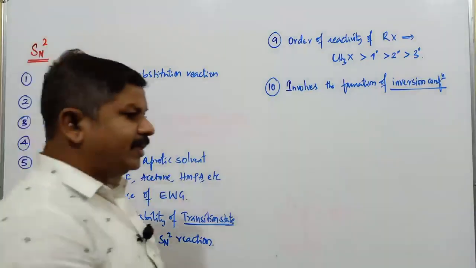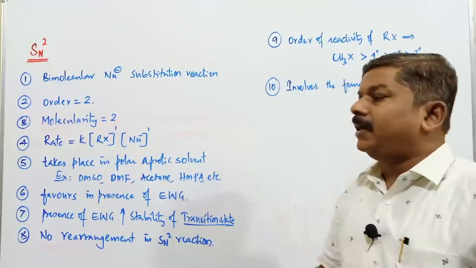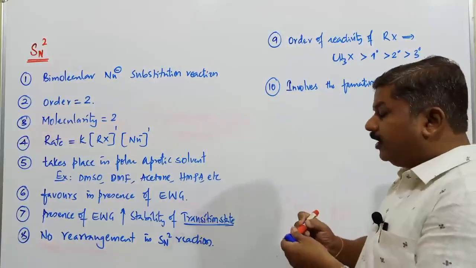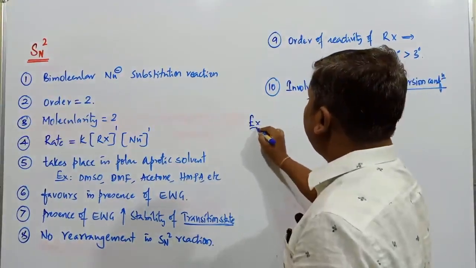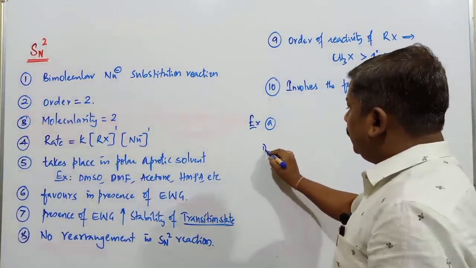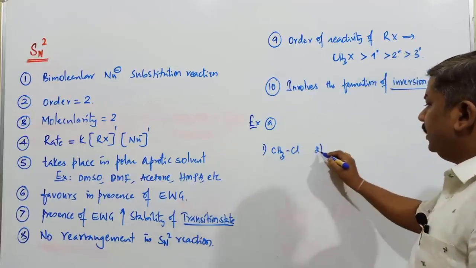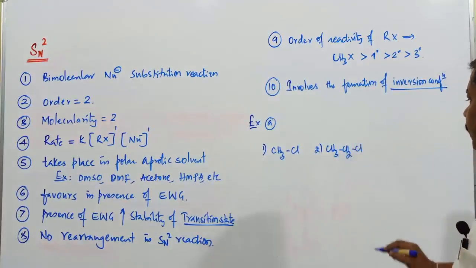Let us consider some examples, some particular molecules in which the rate of SN2 reaction is maximum. If we consider some of the compounds, the first one is CH3Cl. The next one is CH3CH2Cl.